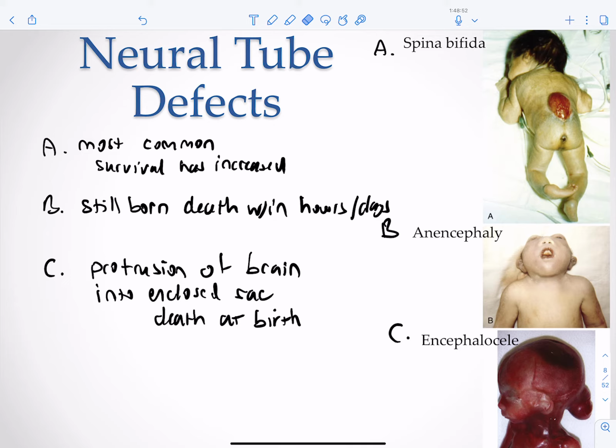Anencephaly is typically where a baby is going to be born dead, or unfortunately die within hours or days after birth. And then we have, of course, your encephalocele, and so that is where you have protrusion of the brain. It's actually in a sac, so it has its own sac, but it's not in the skull. And these also are dead at birth.